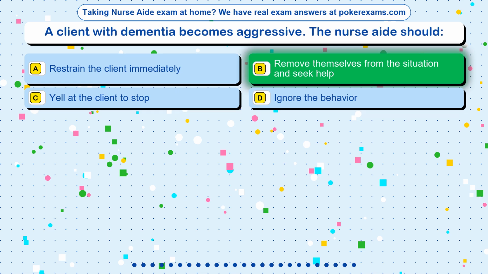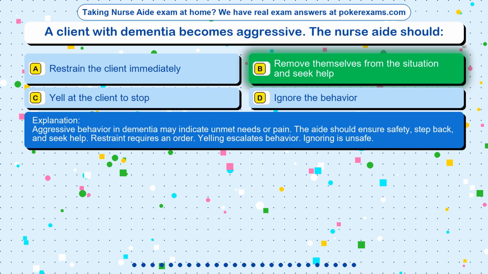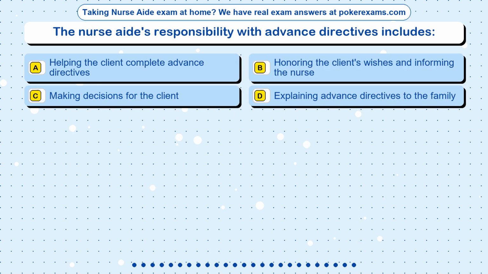The correct answer is option B, remove themselves from the situation and seek help. Aggressive behavior in dementia may indicate unmet needs or pain. The aide should ensure safety, step back, and seek help. Restraint requires an order. Yelling escalates behavior. Ignoring is unsafe.